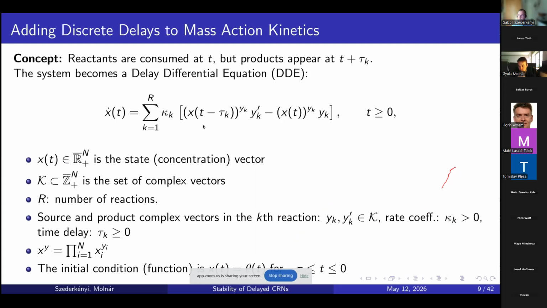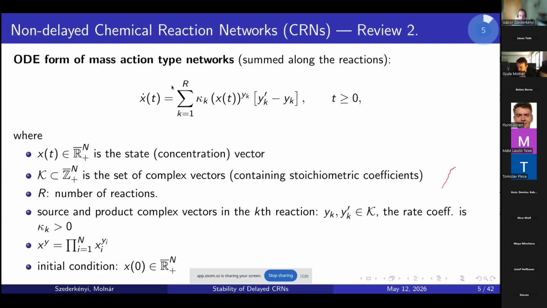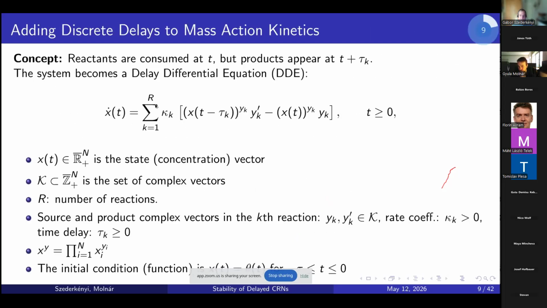So the first case studied in 2018, I think, is the case of a discrete delay. So these equations are modified such that the reactants are immediately consumed, but the products appear with some delay. You can see this in this term, and the consequence is that you cannot factor the reaction vectors anymore generally in these equations. The notations are standard, only that now we have an initial function instead of an initial condition, going back some tau in time.